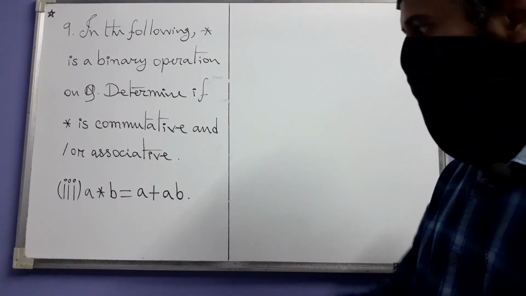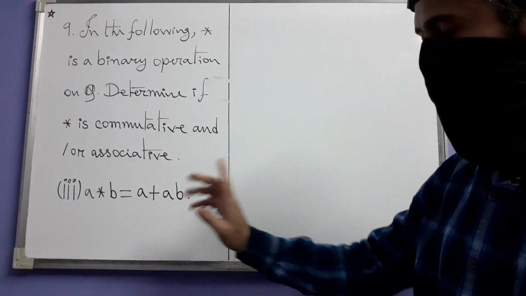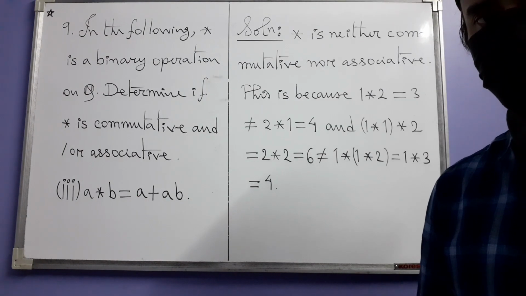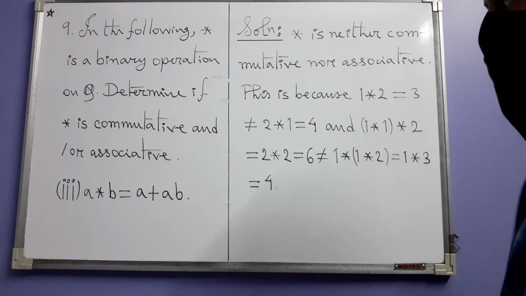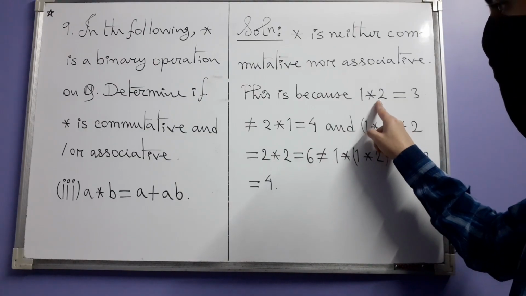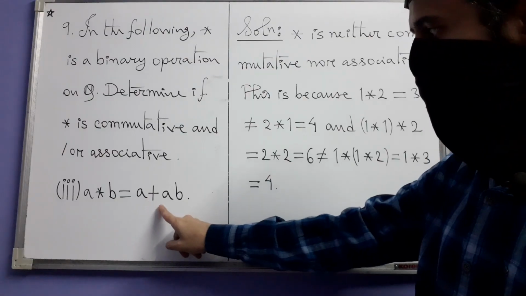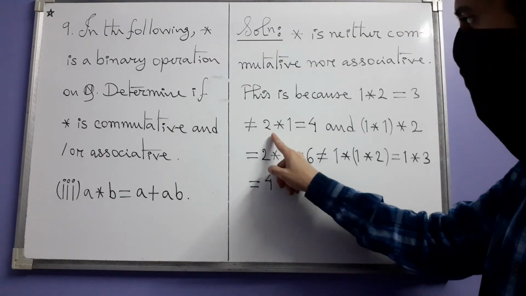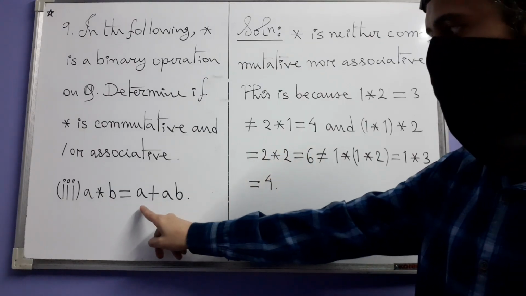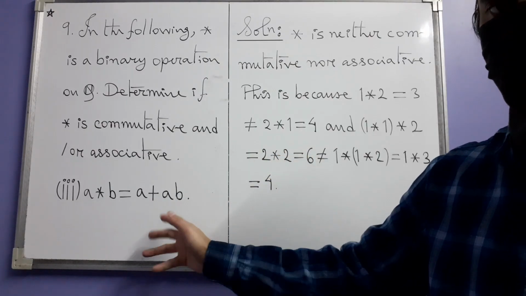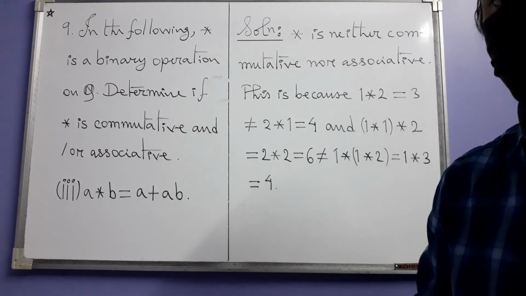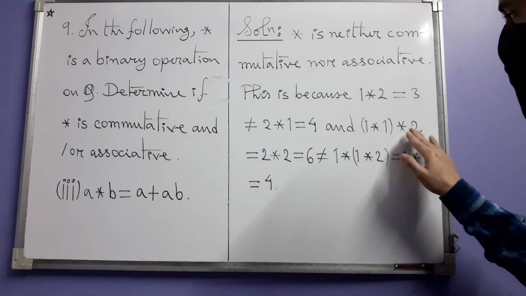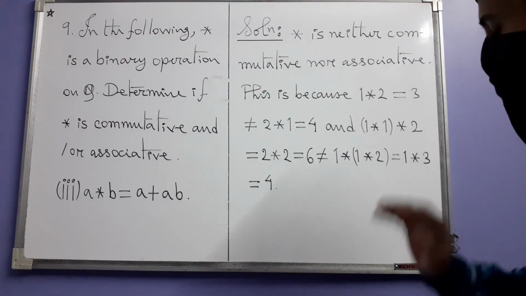Next, part 3. Here a star b is a plus ab. This operation is also neither commutative nor associative, like the first one. Let's calculate 1 star 2. 1 star 2 is 1 plus 1 times 2, or 1 plus 2, which is 3. Whereas 2 star 1 is what? 2 plus 2 times 1. That means 2 plus 2, which is 4. So not commutative.